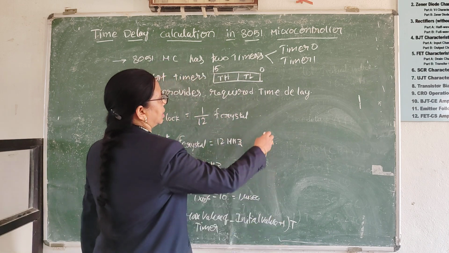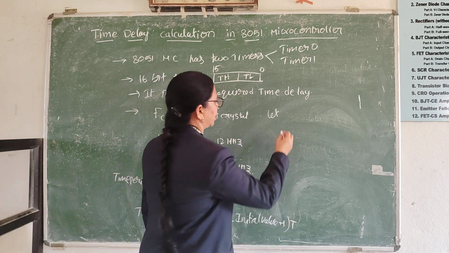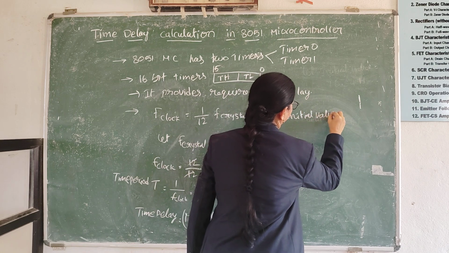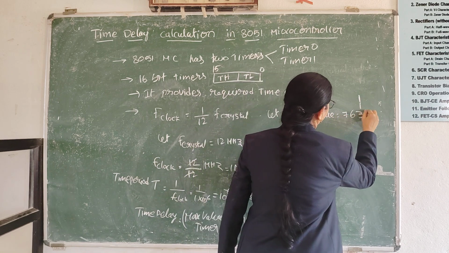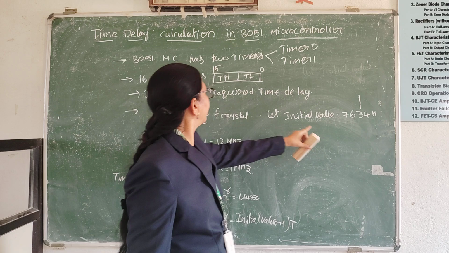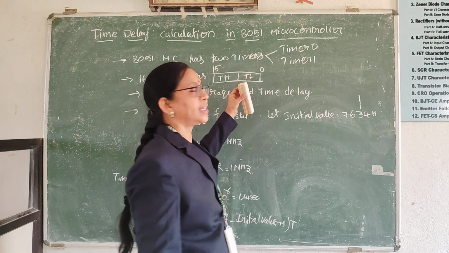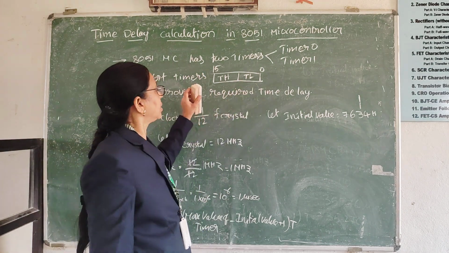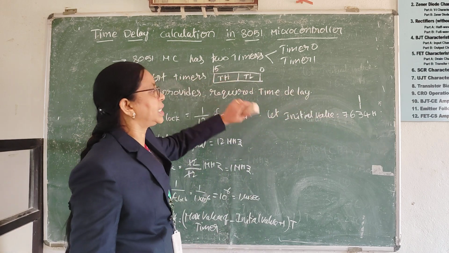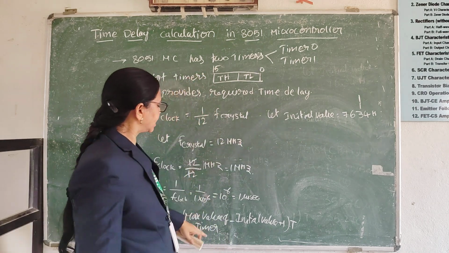Now let the initial value be 7634H. This initial value will be loaded in the timer registers. Either Timer 0 or Timer 1 can be selected. In the selected timer, this value is loaded into the register. From that value, the timer counting starts and reaches the maximum value.